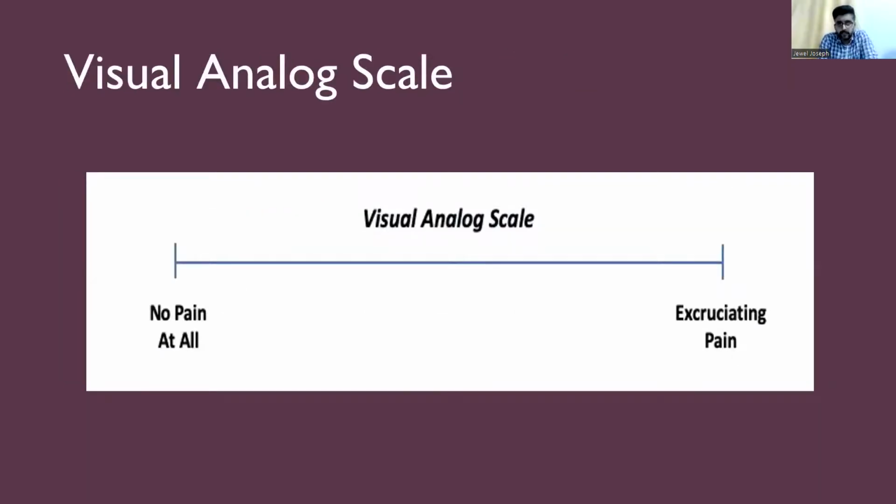Another thing will be the visual analog scale. This is just a straight line starting from no pain at all to excruciating pain. The patient will be asked to mark a point in this line according to the severity of his or her pain. It works almost similarly to the numerical pain rating scale, and each visit the patient will be asked to mark again. This is another example of a visual analog scale.